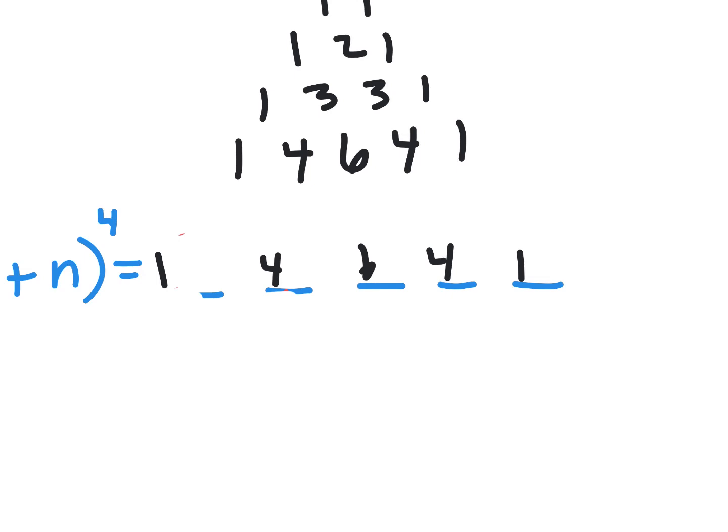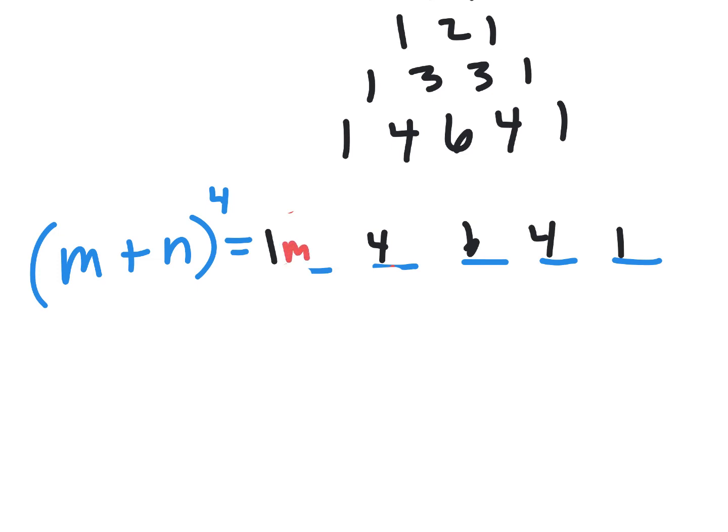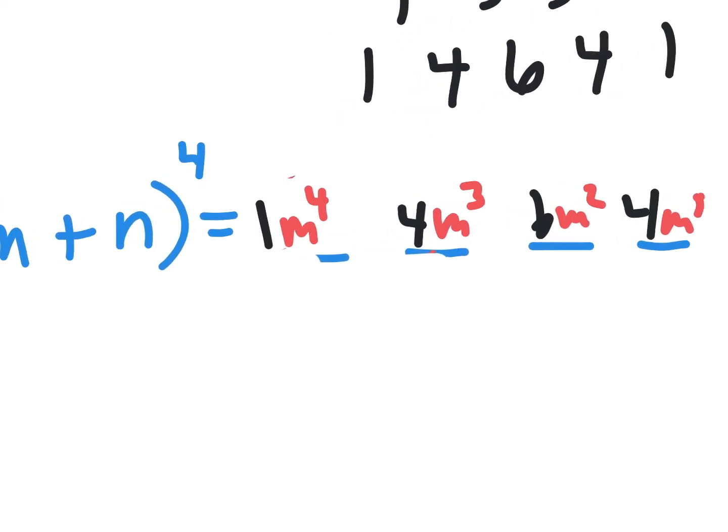Then, let's finish it off. I go through and do the m's. This would be m to the fourth, m to the third, m to the second, m to the first, and I'm not going to choose to write m to the 0. I'm now smart enough to know, yeah, there'd be an m to the 0, but it's really just 1.